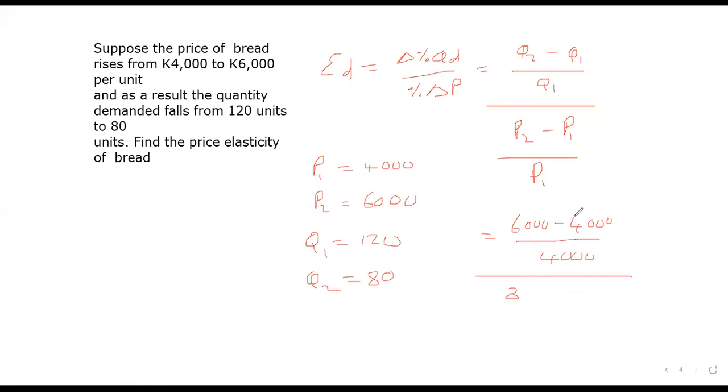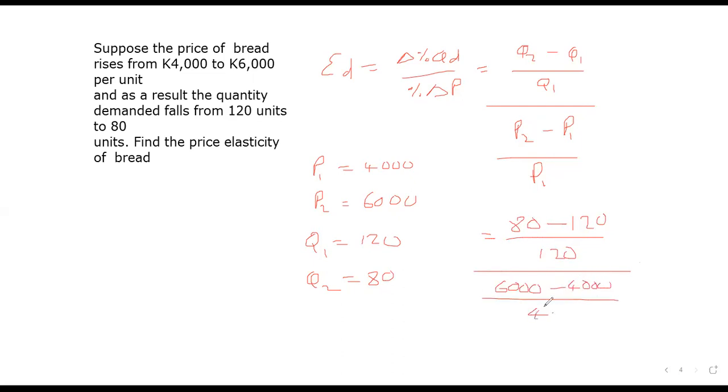So in this, you are getting the inverse. Right. So it's supposed to be what? Q2, which is 80 minus 120 over 120. Yes, then 6,000 minus 4,000 over 4,000. Excellent. Are we all following? Yes, we are. Okay. On top would be negative 0.33.